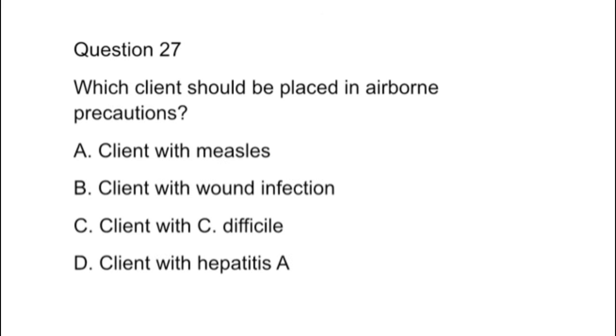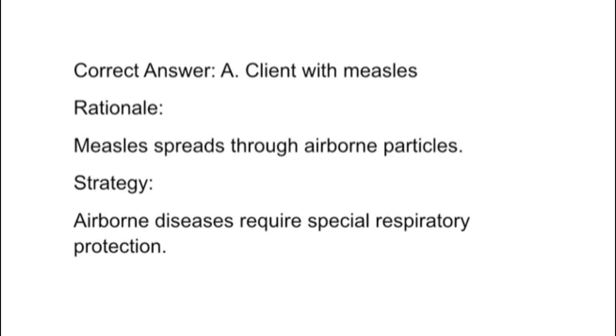Question 27. Which client should be placed in airborne precautions? A. Client with measles. B. Client with wound infection. C. Client with C. difficile. D. Client with hepatitis A. Correct answer, A. Client with measles. Rationale. Measles spreads through airborne particles. Strategy. Airborne diseases require special respiratory protection.